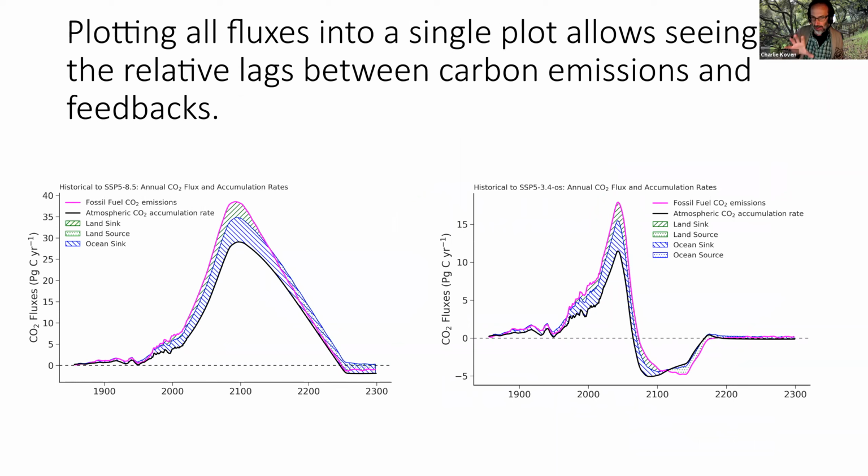If you plot all these things onto a single plot like this, the purple line is the driving thing, which is the emissions, and the black line is the CO2 accumulation rate in the atmosphere. The hatching is the difference between the two of them, which is the net sinks in land and ocean, which in some cases become sources. And by plotting it this way, you can see the shift in timing.